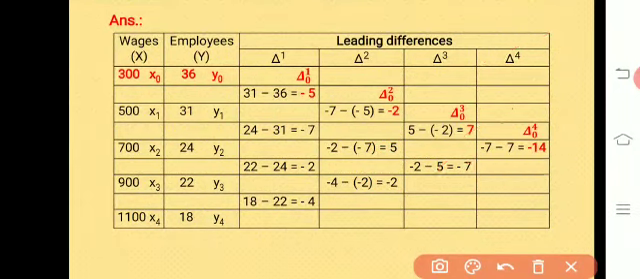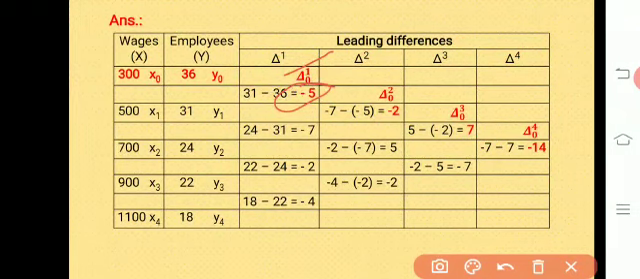Now from all delta raised to 1, delta raised to 2, delta raised to 3, delta raised to 4, the first leading difference in every column is what we require in the solution, and that is denoted by delta 0 raised to 1. In the first column, the first value in the delta raised to 1 is denoted by delta 0 raised to 1, and delta 0 raised to 1 is minus 5.